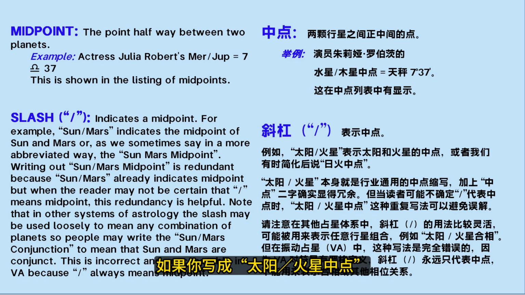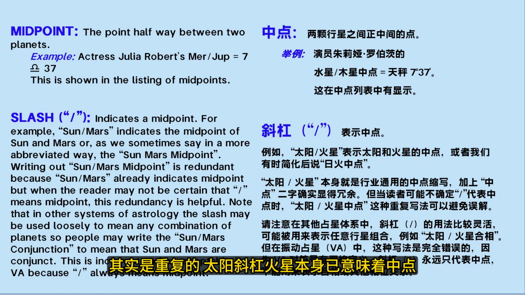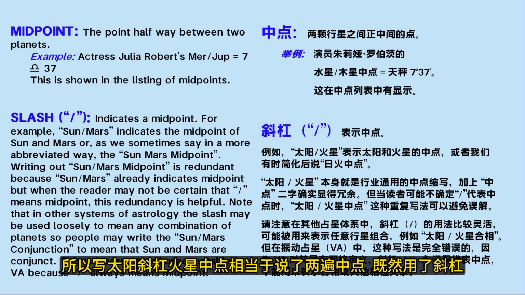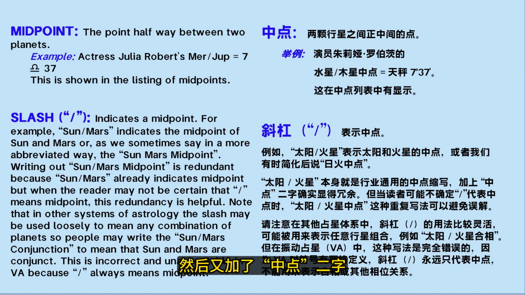And notice that if you write out Sun/Mars midpoint, it's redundant. Sun/Mars already means midpoint, right? So to say Sun/Mars midpoint, we've essentially said midpoint twice. We put the slash in, and then we also said midpoint. So the word midpoint is not needed. You can just say Sun/Mars. That already indicates the midpoint.